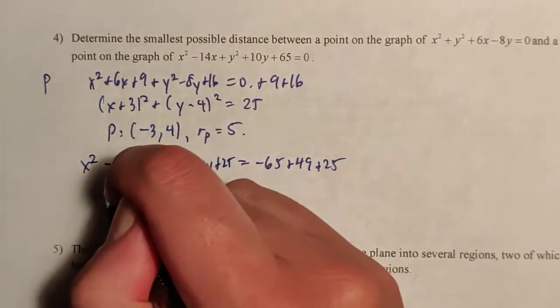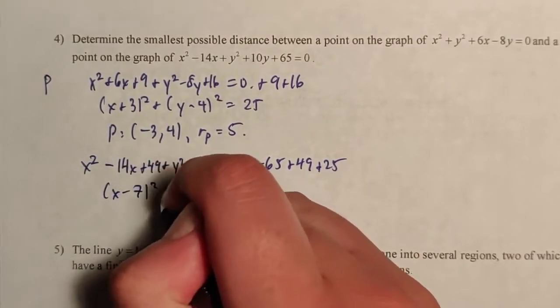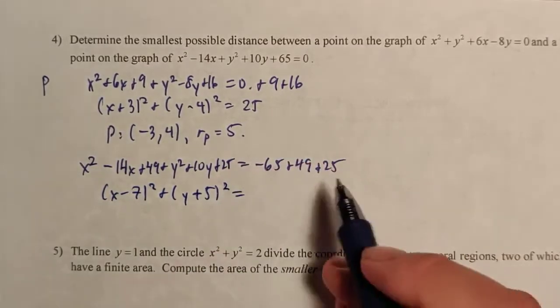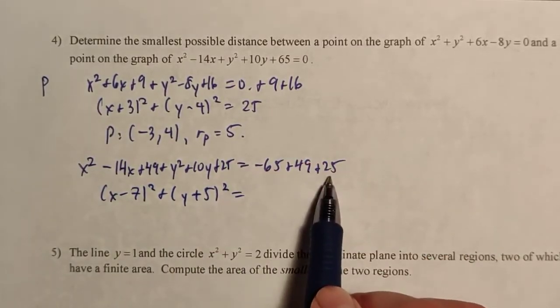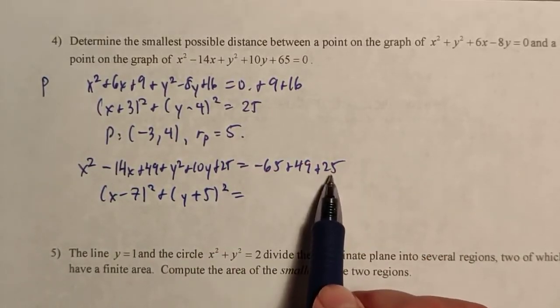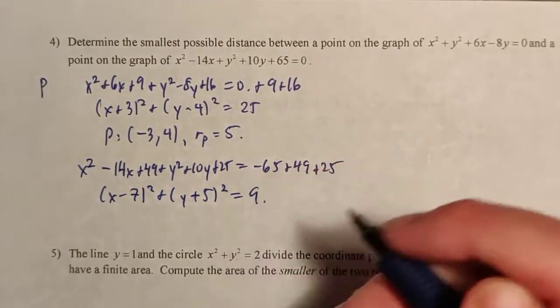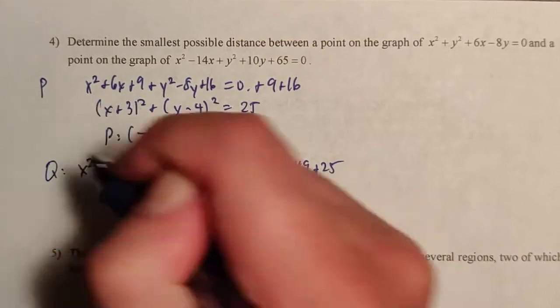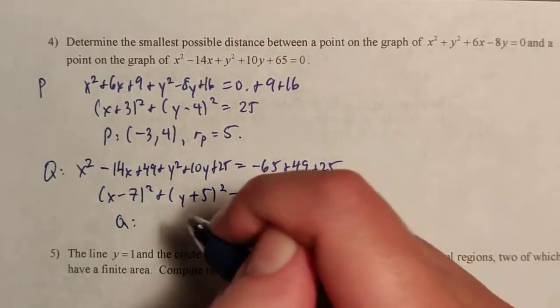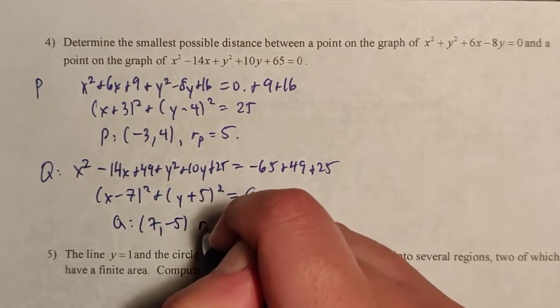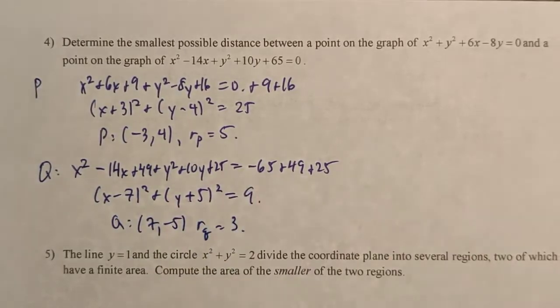So this becomes x minus 7 squared plus y plus 5 squared equals, let's see, negative 65 plus 25 is negative 40. Negative 40 plus 49 is 9. So for circle Q, Q is going to be at the point 7 comma negative 5, and the radius of Q is going to be 3.